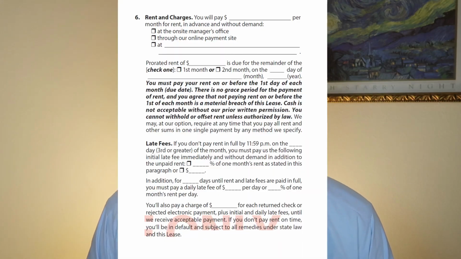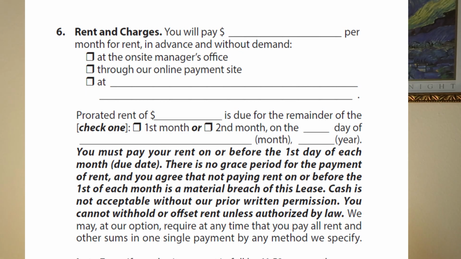Section 6 is the all-important rent section. And so it's important, number one, that these sections be filled out, specifically having to do with where a payment should be delivered. Additionally, along with the amount of monthly rent that will be owed, it's important to indicate whether or not there will be a prorated amount for either the first or the second month, depending on the way that you fashioned your move-in.